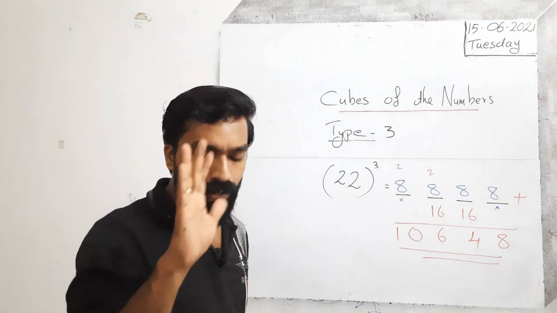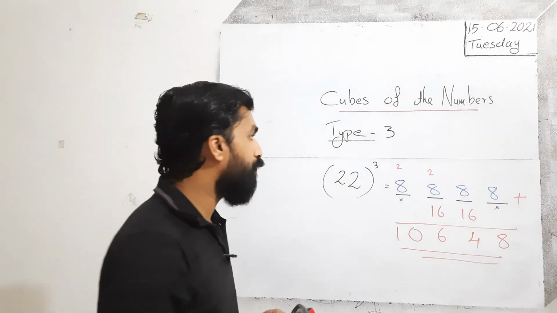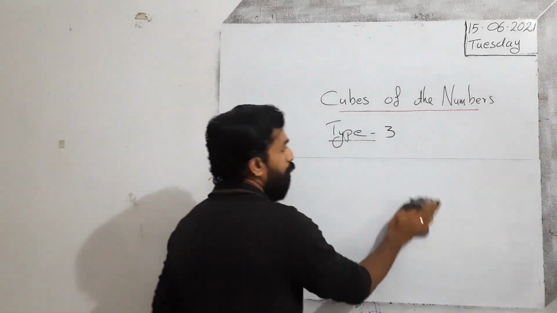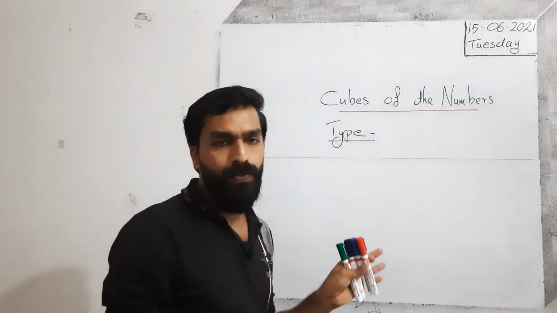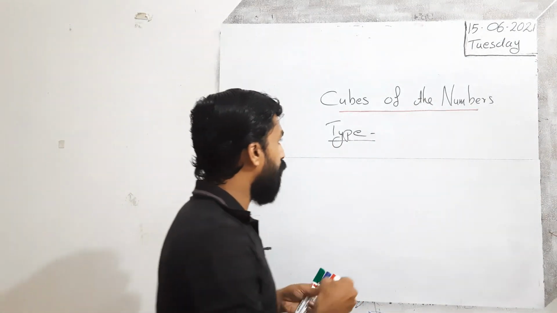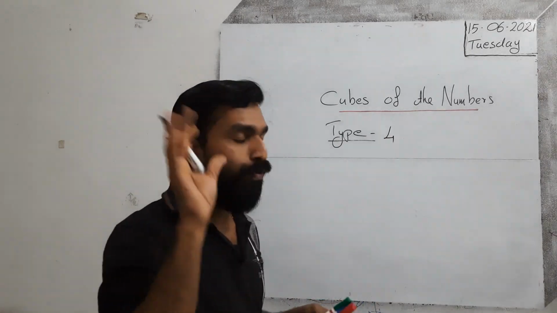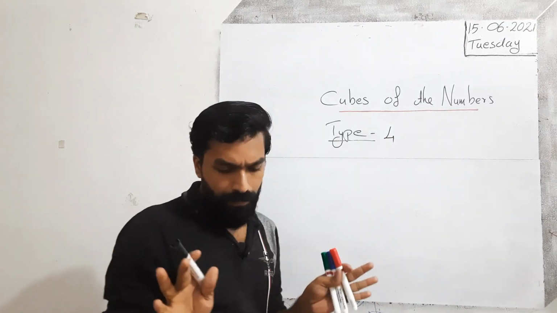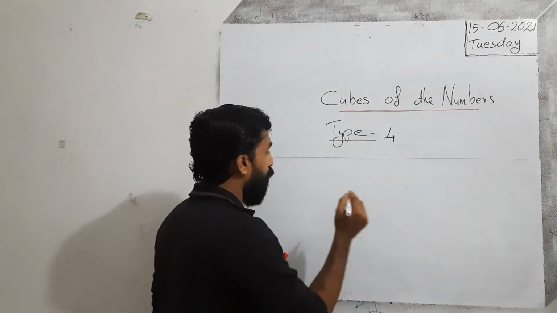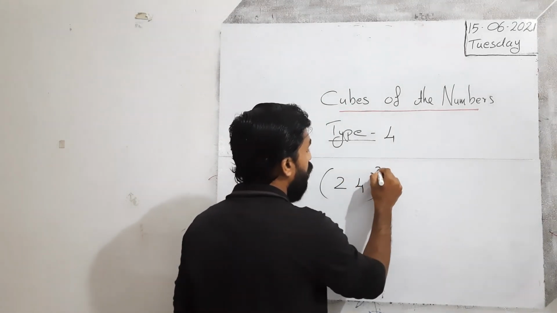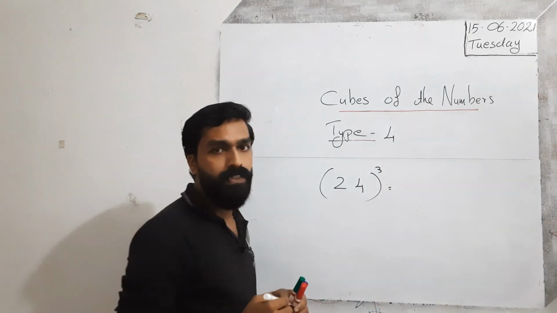And lastly, one more type is there for finding the cubes of numbers, type 4. This type you can use for any 2-digit number. Any 2-digit number you can use this type, that is type 4, a very important one. For an example we can take the number 24. So we have to find 24 cube, entirely different from the other numbers, isn't it?